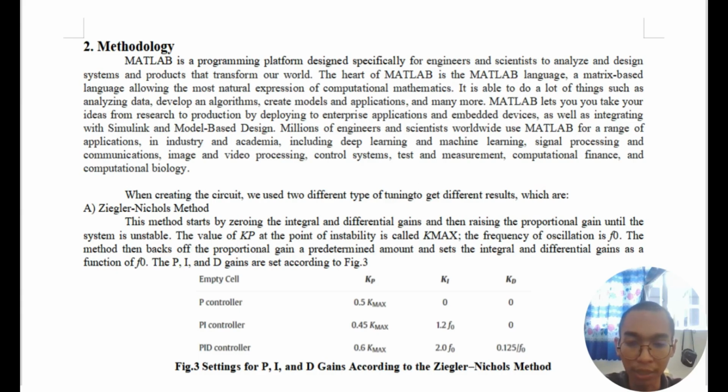This method starts by zeroing the integral and differential gains and then raising the proportional gain until the system is unstable. The value of Kp at the point of instability is called Kmax. The frequency of oscillation is F naught. The method then backs up the proportional gain by predetermined amounts and sets the integral and differential gains as a function of F naught. The P, I, and D gains are set according to figure 3.